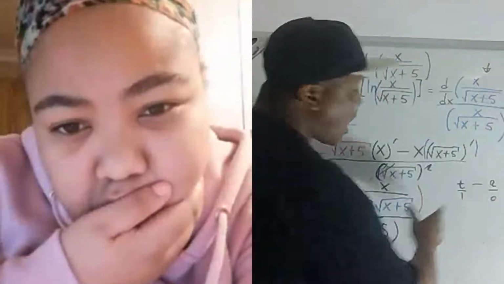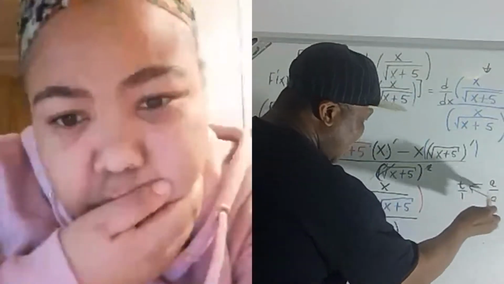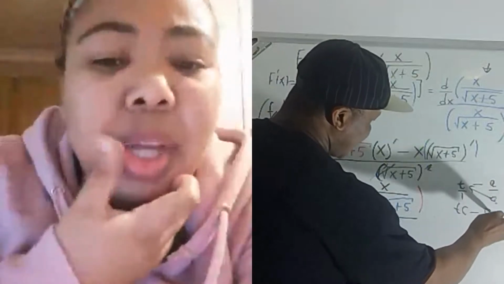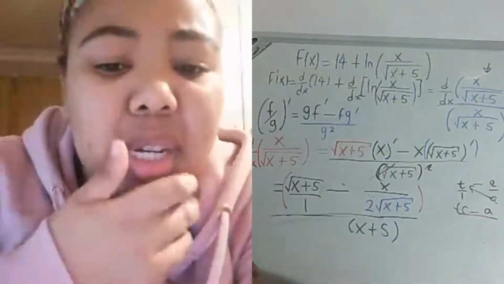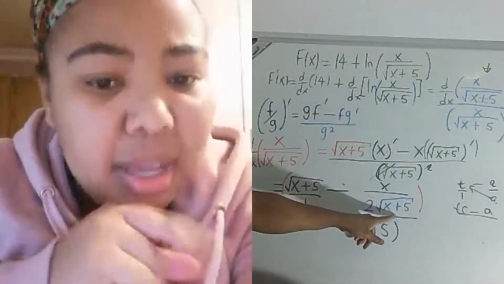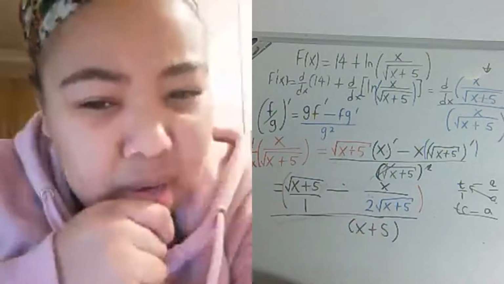So this is a fraction. How am I going to do? I'm going to cross. Top times bottom. Whatever is in here times this. Minus 1. So in this case, it's going to be x plus 5 times that, times square root of x plus 5 over 1.